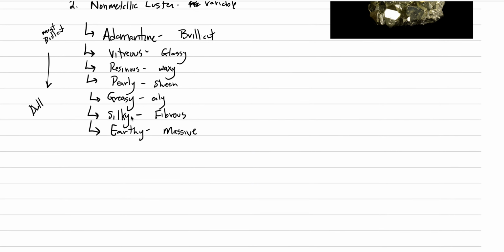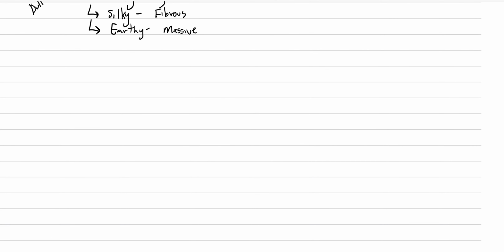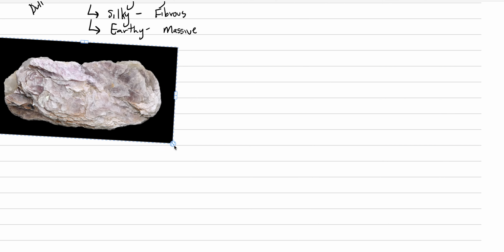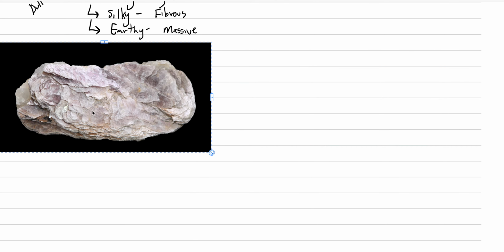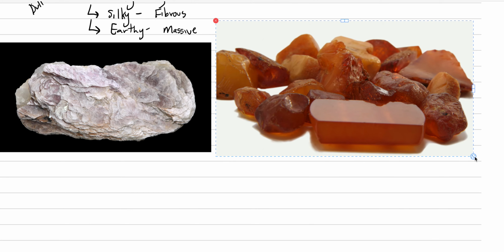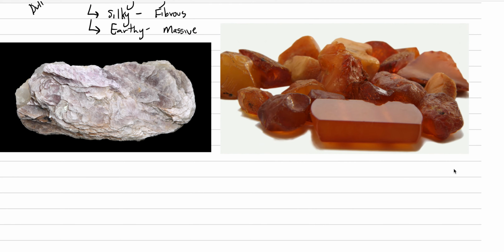So let me show you some pictures of these different things. Here is a picture of talc. Talc has a pearly, non-metallic luster to it. Here's an example of amber. And amber has a waxy, resinous luster.